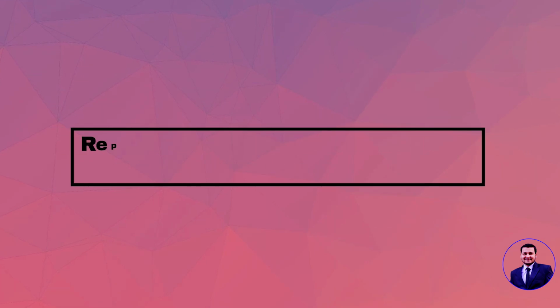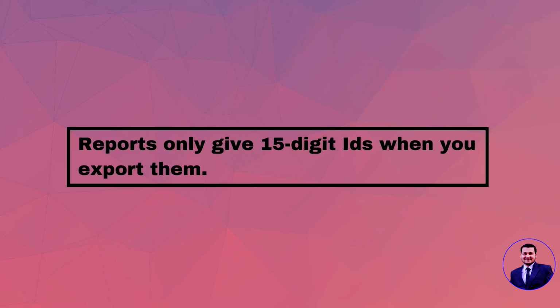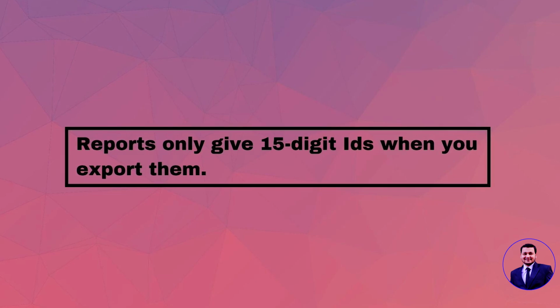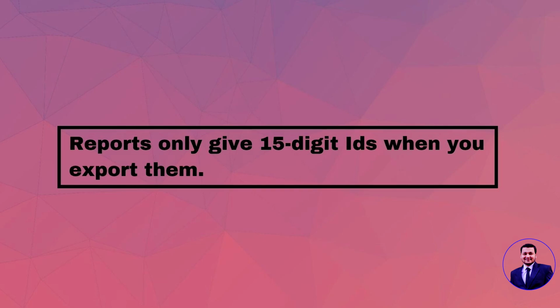Sometimes, in order to modify the existing data as an administrator, you would create a report, export that report as a CSV, make the changes there, and then insert the data again. In this scenario, you would actually have to have an 18-digit ID on your report instead of a 15-digit ID on your report.